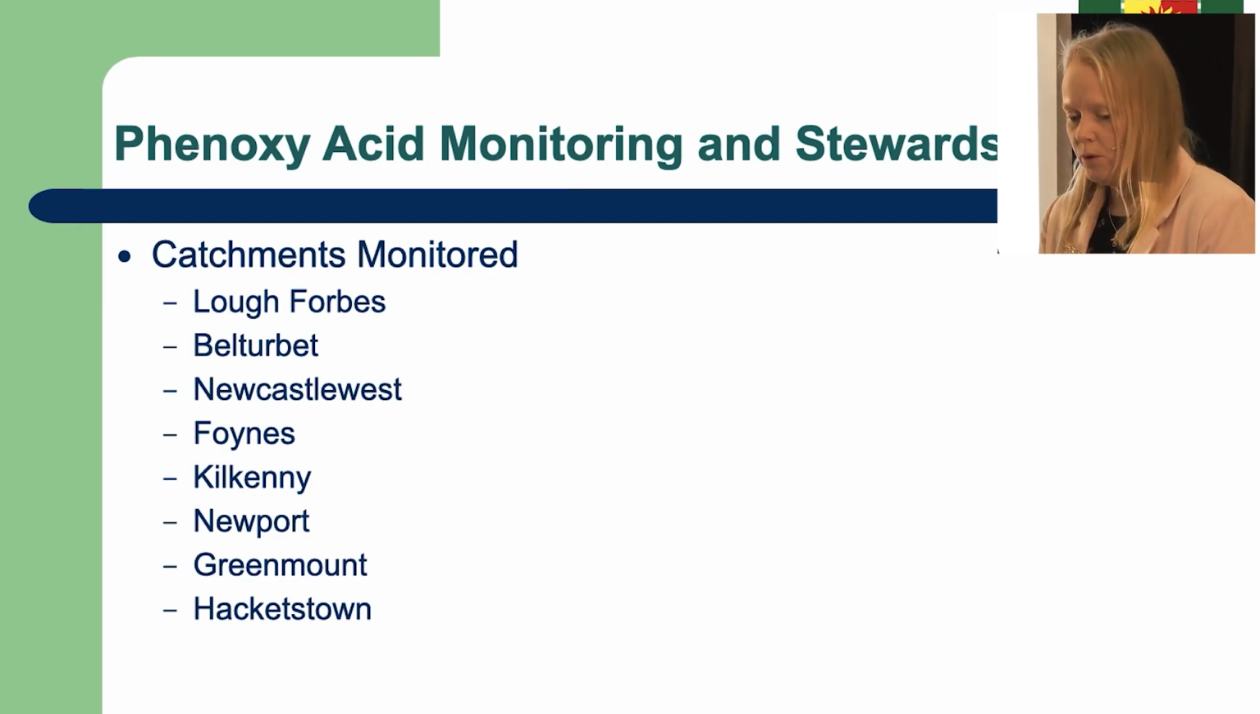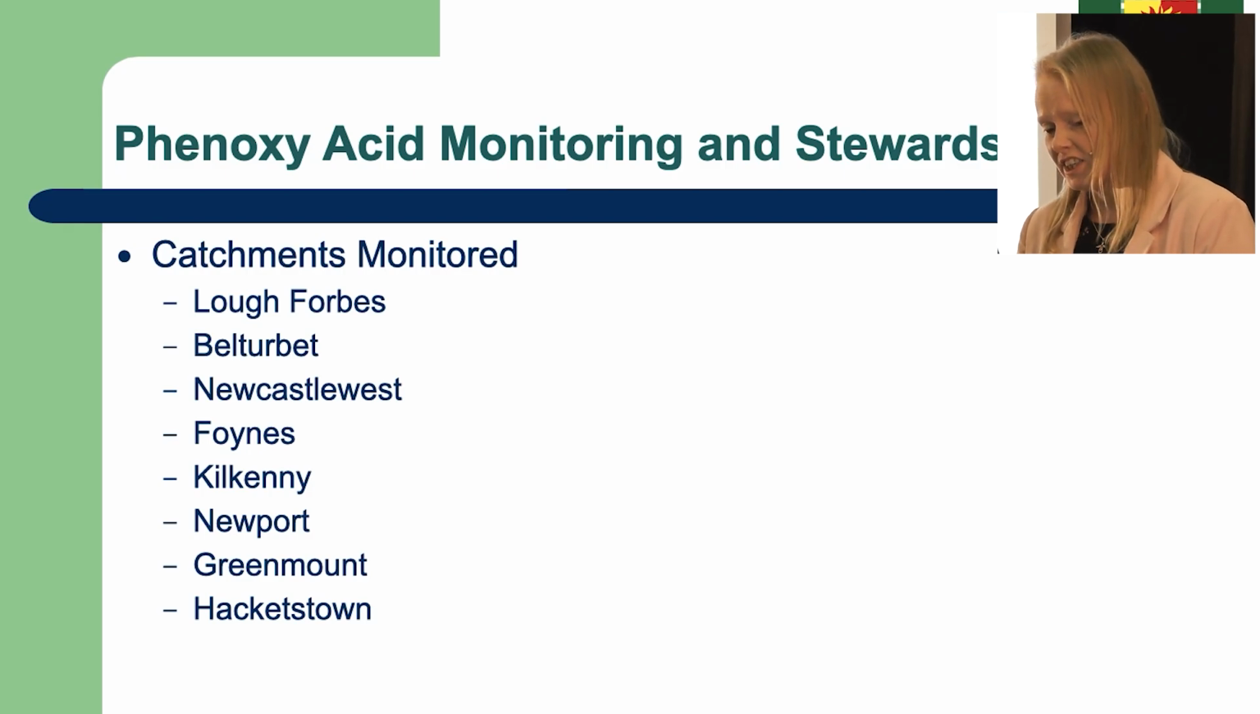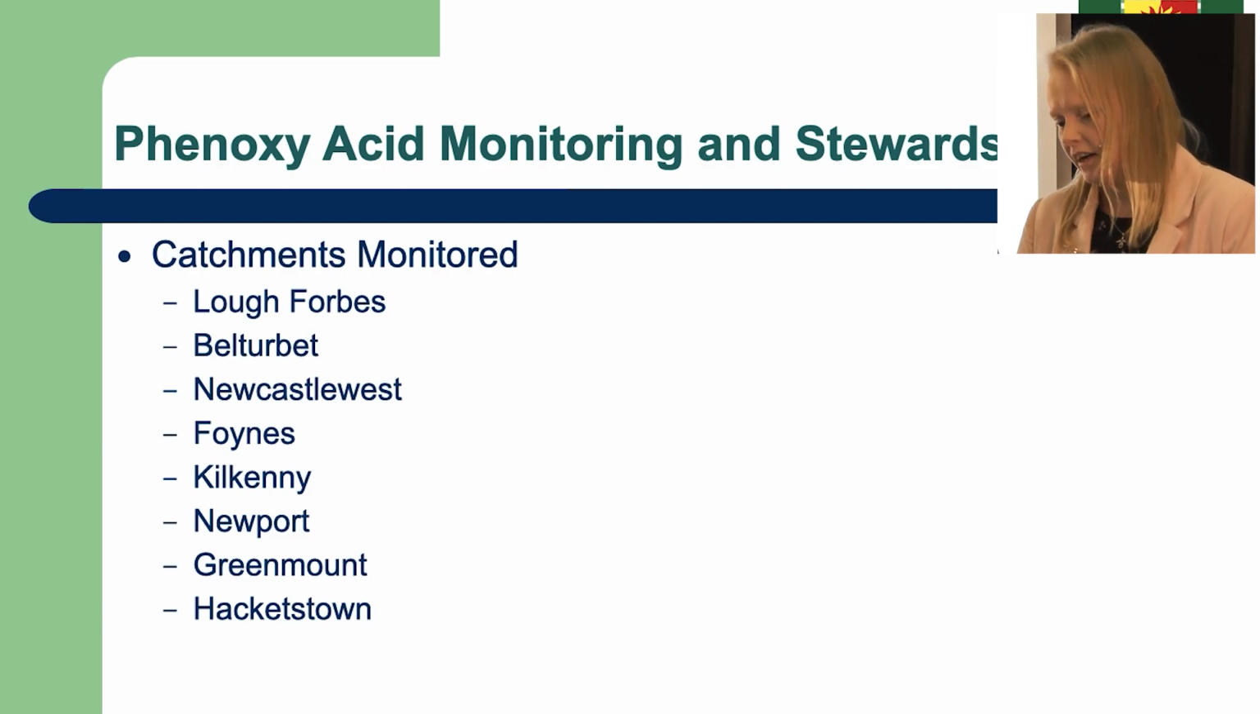Some of them, such as Newport, would have been taken off the EPA's remedial action list, as they would have been cleared from drinking water exceedances for a period of time. So we no longer monitor Newport. Loch Forbes, likewise, would have been taken off the remedial action list, but it has been a bit of a problematic catchment in that it's a large catchment and there has been a large number of exceedances, so we still monitor a small section of that.